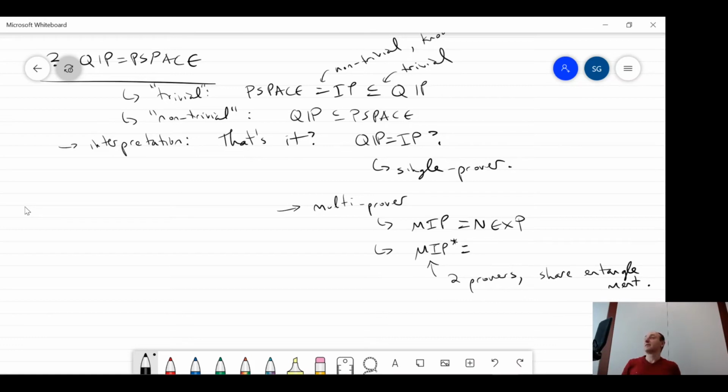Well, if you were a pessimist, then you might believe that, just like QIP equals IP, maybe MIP star also equals NEXP. And just this year, in fact, there was a breakthrough result which finally resolved the final complexity of this. There was a sequence of works that kept giving better and better lower bounds on this. And it turns out that this thing now we know is actually equal to RE. Okay, so these are the set of recursively enumerable languages. In other words, this contains, among other things, the halting problem.